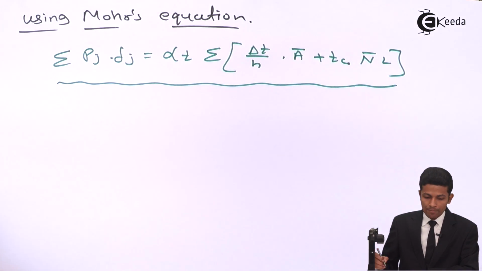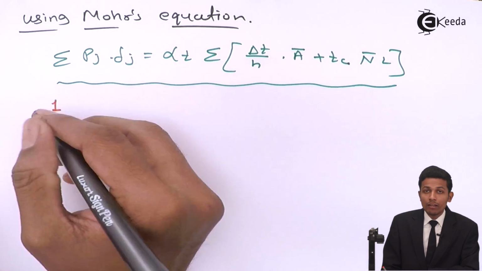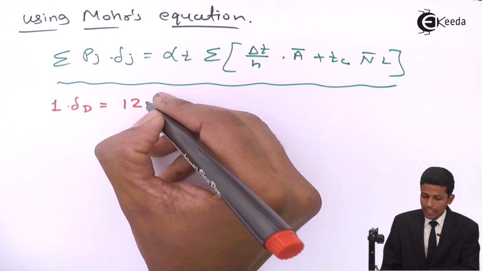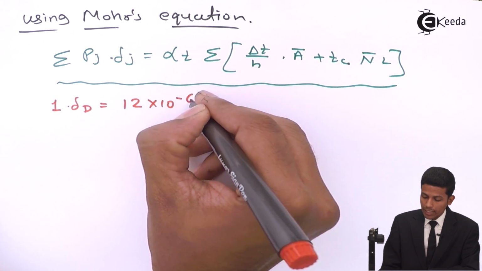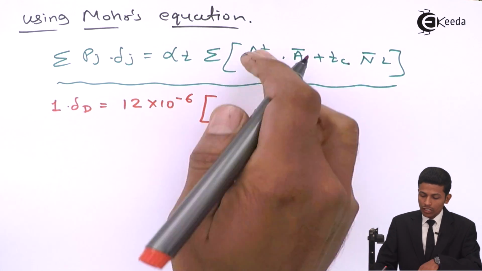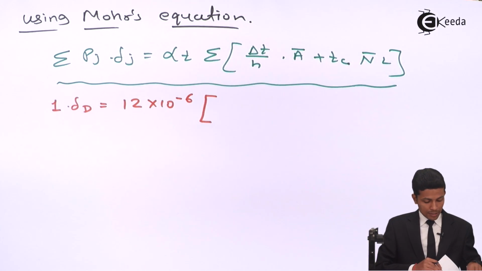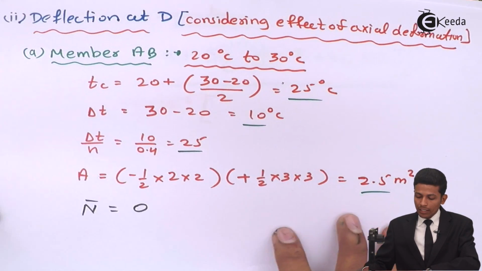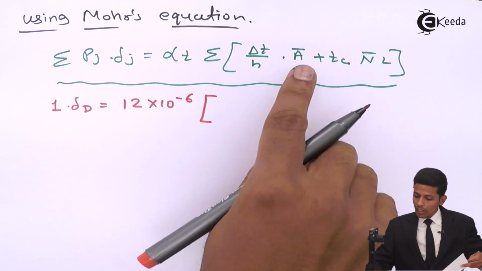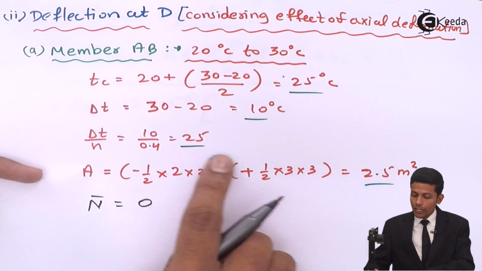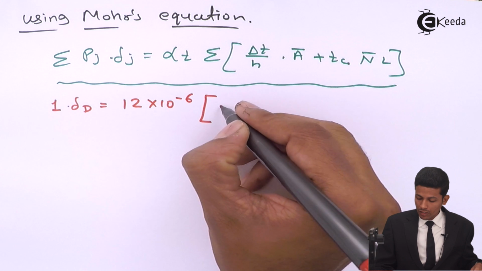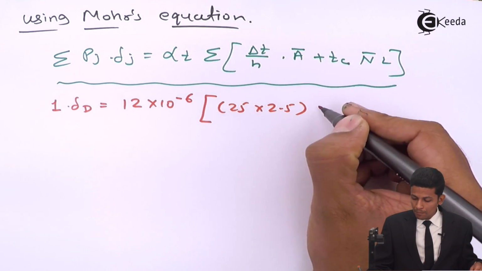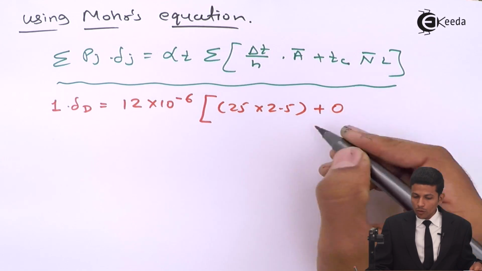Now apply the formula. This P will be 1 kilonewton into delta D, which is the deflection at D, is equal to 12 into 10 raised to minus 6. After that, now see all these three members. Now see this AB part, delta T by H will be 25. After that area will be 2.5, means 25 into 2.5 for AB, plus this n bar will be 0, that's why the whole term will get 0.